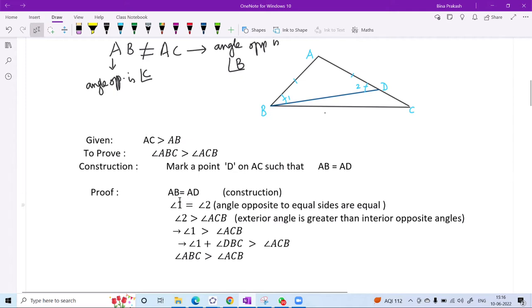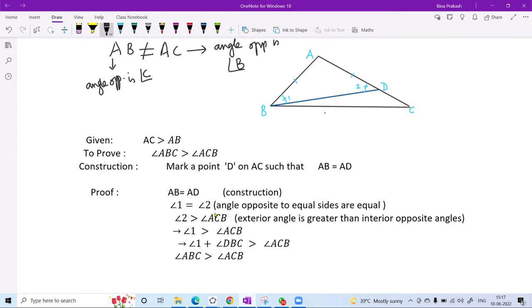So we are explaining why the lengths AB and AD are equal. It is because of the construction that we have taken up. As per that construction, the measures of angle 1 and angle 2 will be the same. Now, let us see this angle 2 for the triangle BDC.